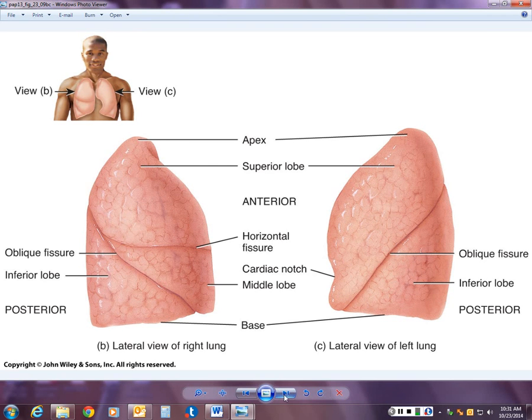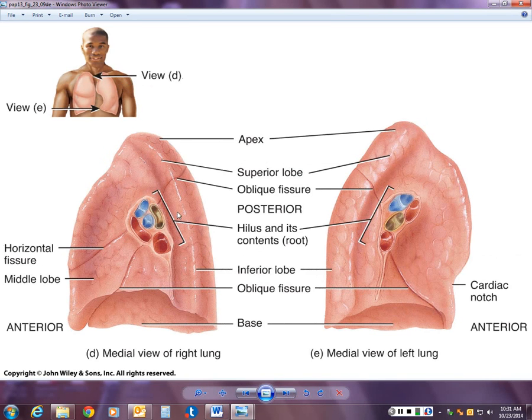If you look on the medial aspect of each lung, you're going to see a centralized area called a hilus. The hilus is where all of the structures that go into or out of a lung would be found. For instance, the primary bronchi enter at this point. The pulmonary arteries and pulmonary veins, along with the nerves and any lymphatic vessels, would also go into or out of the lung at this hilus.